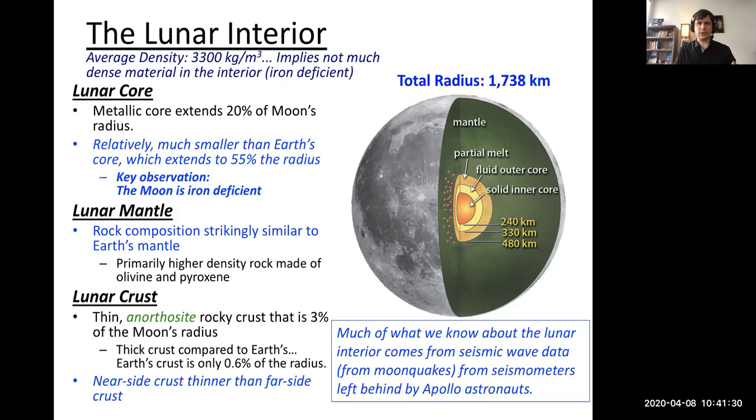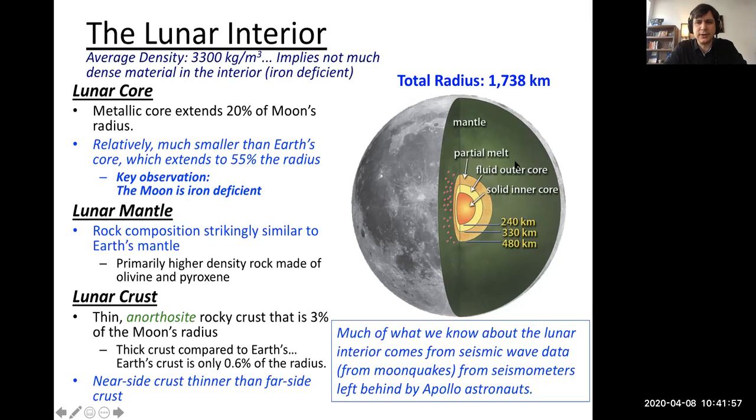And then as the lava cools, the first stuff that would turn into a solid would be the lightest, least dense stuff that would float to the top, and that would be anorthositic material. So if you do a comparison between the size of the moon's crust, it is 3% of the radius, Earth's crust by comparison is 0.6% of the radius. So whatever formed the lunar crust is a fundamentally different process than what formed Earth's crust.